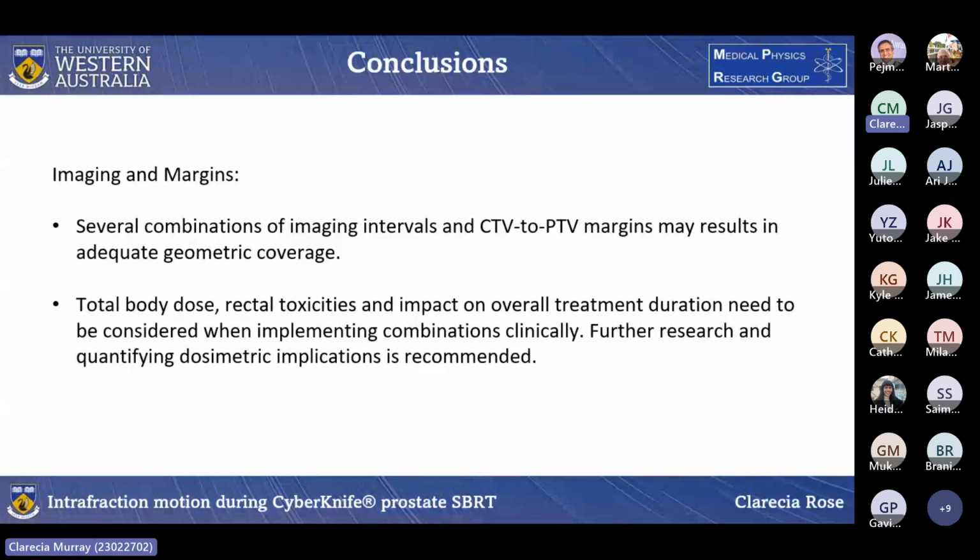So to conclude, there were very many combinations of CTV to PTV margins and imaging intervals that may result in adequate geometric coverage, but further research into the dosimetric implications of viable combinations of motion thresholds and imaging frequency is recommended, particularly looking at total body dose for extra imaging, or rectal toxicities that apply when shifting margins around need to be considered. So this may open the way for future research here.